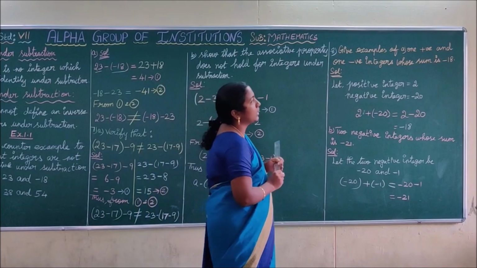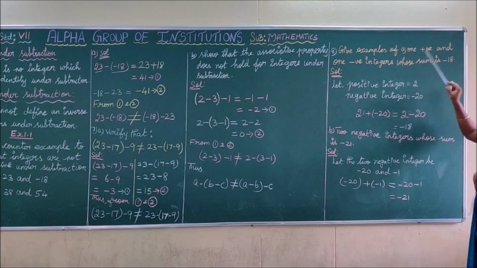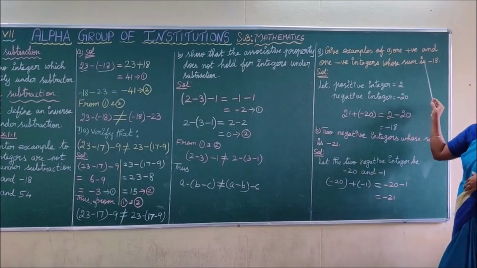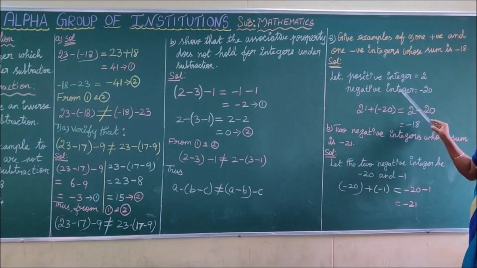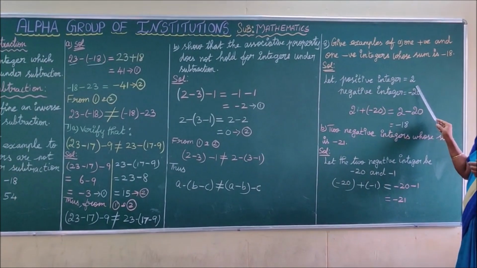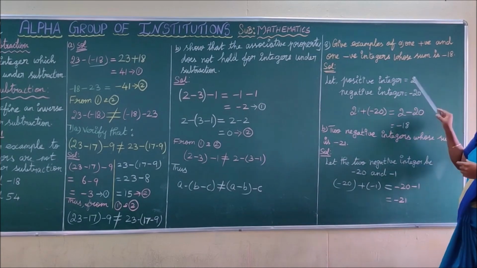Next is the 8th sum. You have to give examples of one positive and one negative integer whose sum is minus 18. That is, you have to find two integers. If you add the two integers, you get the answer minus 18. These sums have many solutions, children. One of the solutions I have given.